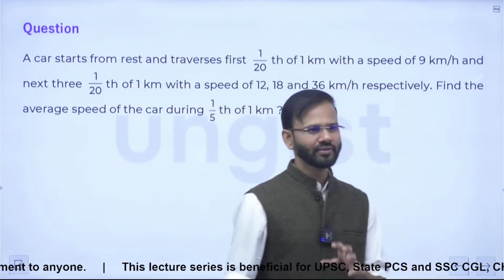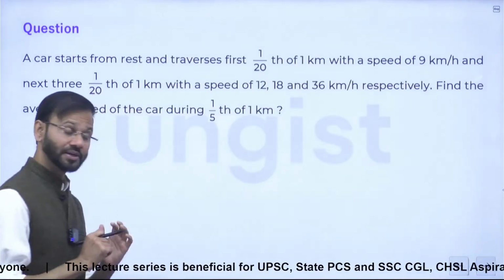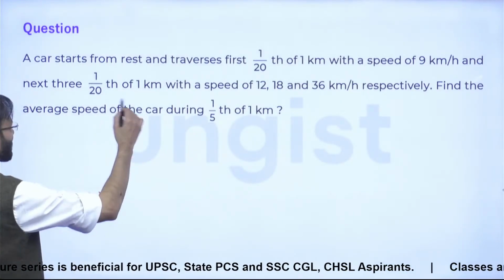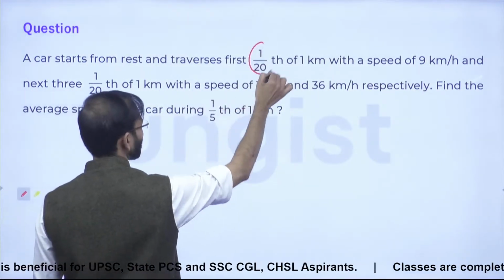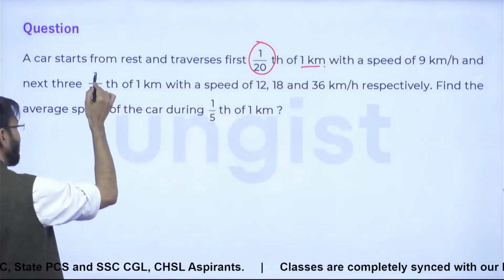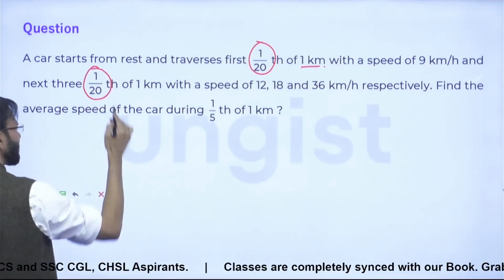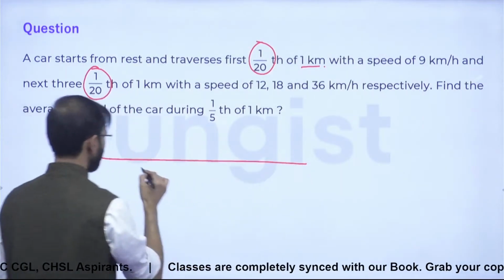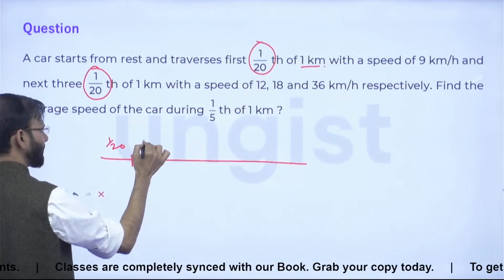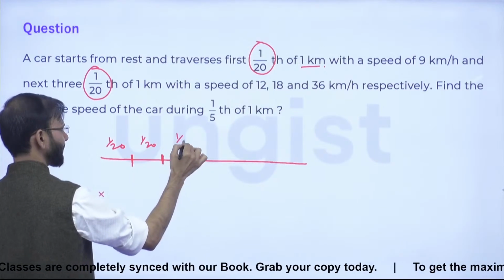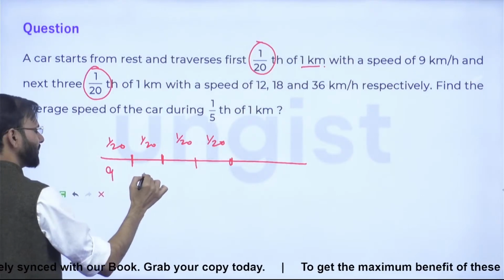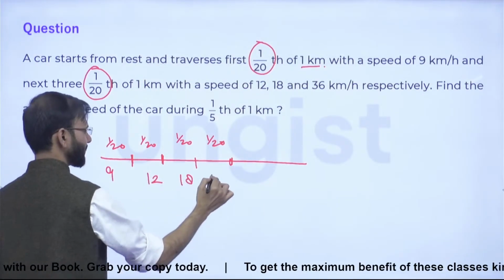Okay. See, everyone, just think about this question. The question is saying what? A car starts from rest and travels first 1/20th of 1 kilometer. At this, next 3 1/20th. Look, everyone, for example, let's say this is 1/20th, this is again 1/20th, and this is again 1/20th. Correct? So 9, 12, 18, 36.